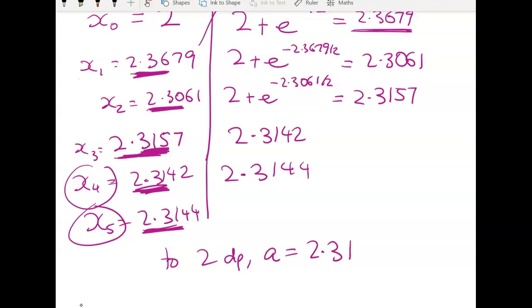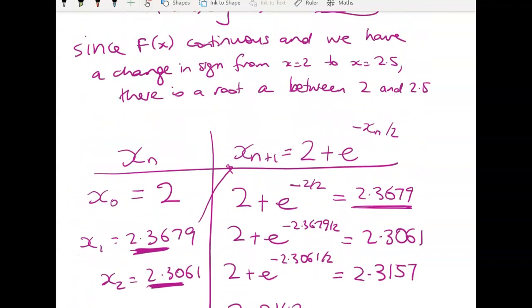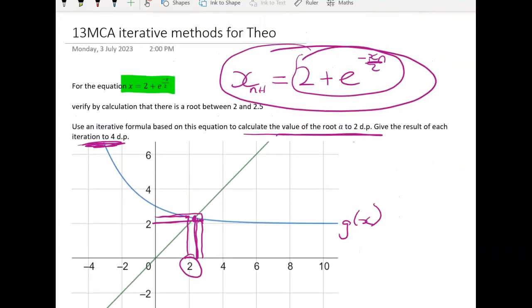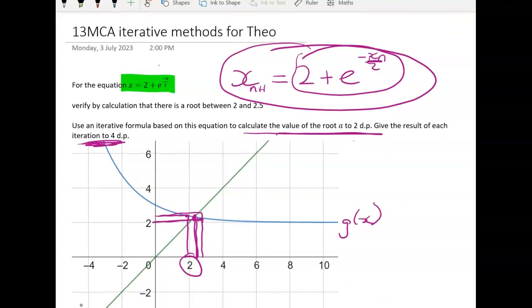So there you go, Theo. I hope that helps. I've done about 3 other videos on iterative methods, and they're all slightly different. This one is easier than usual because the updating formula here has already got x being the subject.